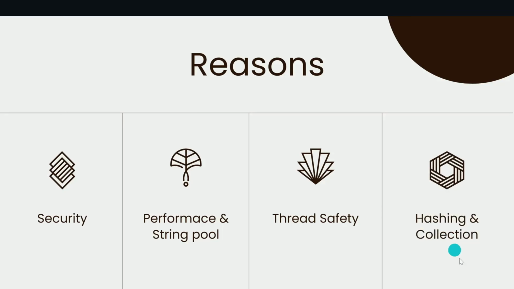The last reason is hashing and collections. When we define a HashMap, on the key side we commonly use strings. If strings were mutable, their hash code could change after insertion, so data would become unreachable inside the collections. Immutability guarantees that the hash code always remains constant. So these are the four reasons why String is immutable.